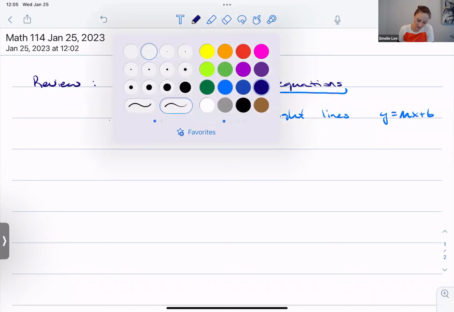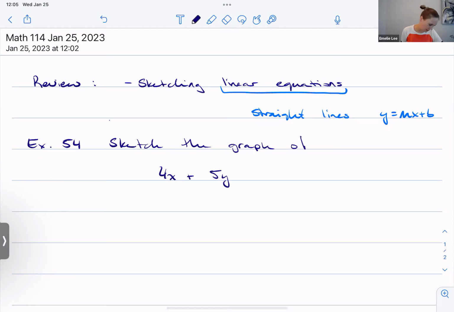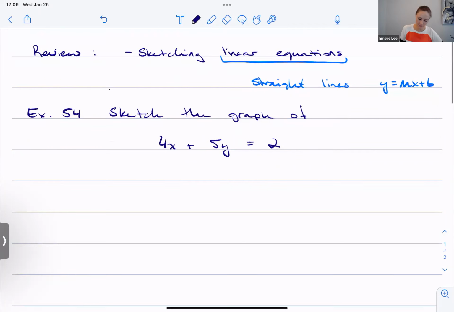Okay, so what I want to do in terms of review, I want to just go through an example. I want to do example 54, and we're going to sketch the graph of 4x plus 5y is equal to 2. So I'm going to review the steps of sketching a graph, and then I'm going to show you how to use Desmos to do it, because that's how we will be doing it most likely.